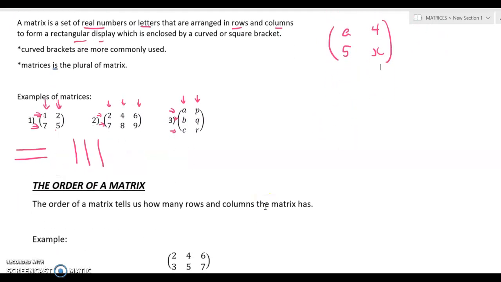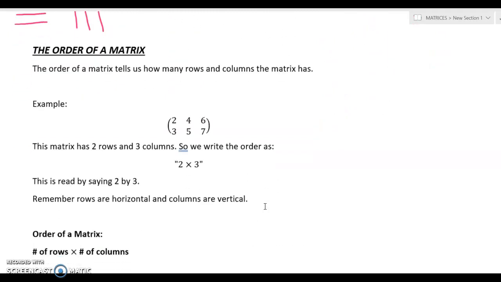Now, the order of a matrix. The order of a matrix tells us how many rows and columns the matrix has. So, for example, here we have this matrix: 2, 4, 6, 3, 5, 7. If you look carefully, we have two rows, right? Remember, these are coming across horizontally. Those are rows. So we have two rows, and then coming down we have 1, 2, 3 columns. So we have 2 rows and 3 columns.